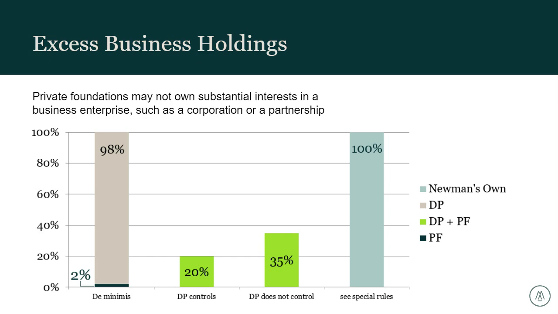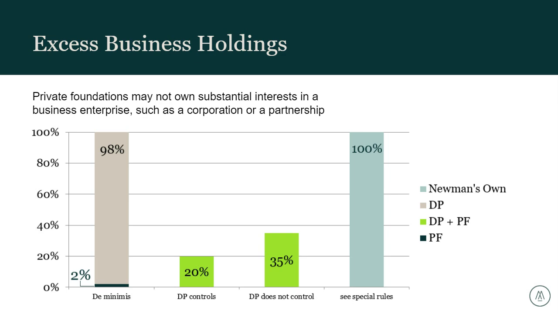Where excess business holdings come into closer consideration is when disqualified persons also own or control those businesses and have voting stock. And there's two different thresholds there, the 20 and 35%. And of course, the 100% that Newman's Own has is its own special rule that was effective 2018. And Newman's Own fought very long and hard to have this passed. We have not seen too many other organizations follow, but it'll be interesting to see what happens in the future.